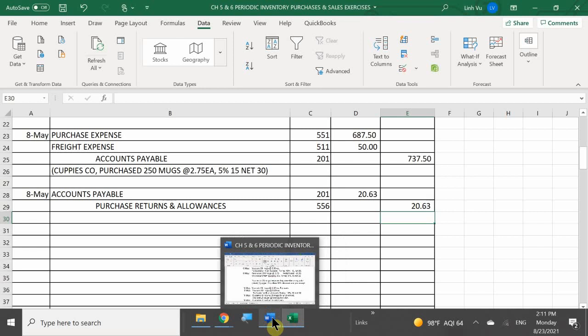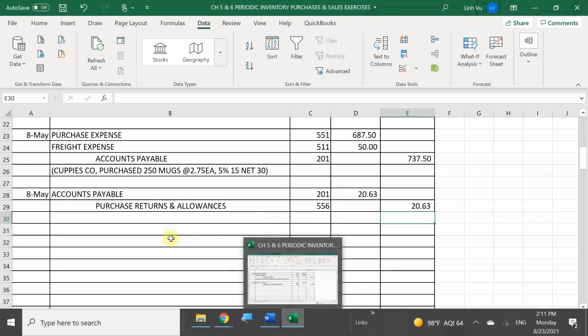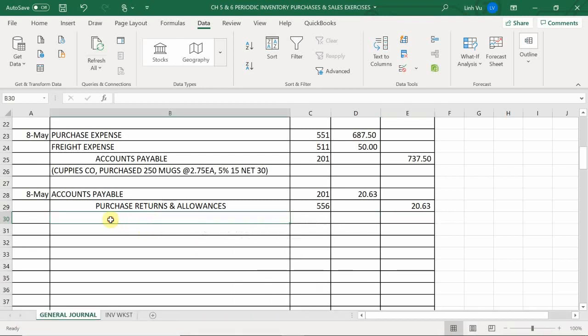Okay. So let's finish up the description here. Returned 50 black mugs at $2.75 each for a 15% discount allowance.